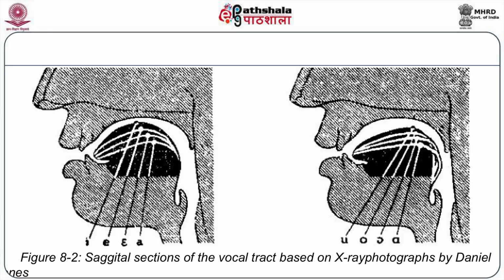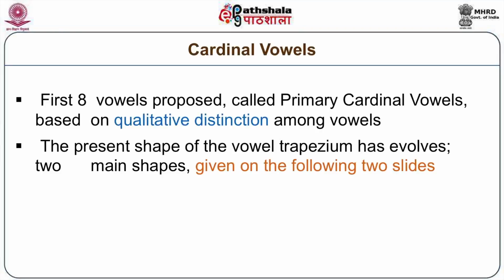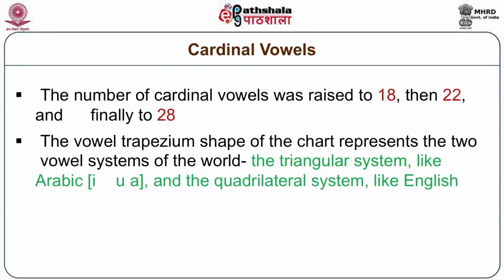The following point should be noted regarding the concept of cardinal vowels. The cardinal vowels first proposed were 8 in number. They were called primary cardinal vowels. They were first proposed to map the vowels in the vocal tract as shown in figure 8.3. So the vowel positions look fairly close to the positions in the vocal tract. Now, the idea was to represent the vocal tract positions of the vowels.